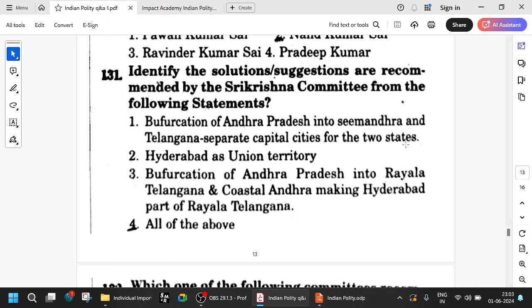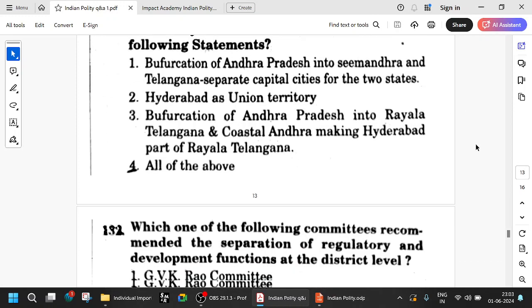Okay. So basically, Sri Krishna Committee was done regarding the capital issue of Andhra Pradesh after the Andhra Pradesh reorganization. So Hyderabad as a union territory. Okay, this was also one of the suggestions. And bifurcation of Andhra Pradesh into Royal Telangana and Coastal Andhra, making Hyderabad part of Royal Telangana. That was also one of the recommendations of Sri Krishna Committee. Okay, remember all those things.